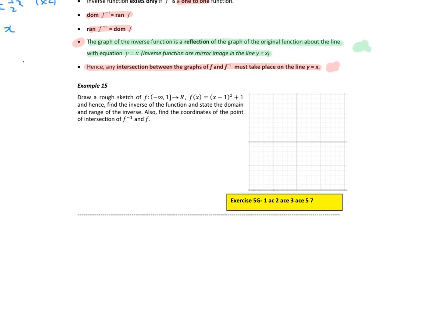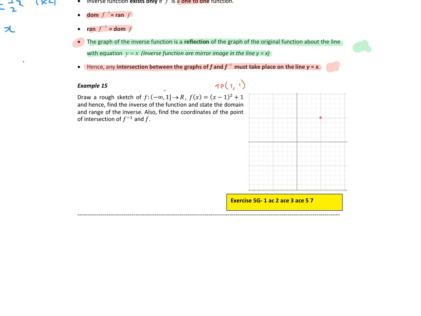Draw a rough sketch of x minus 1 all squared plus 1 between negative infinity and 1. First things to note here, turning point. The turning point is at the point 1, 1. And we're going to only sketch half the graph. So where am I going to put 1, 1? What if I put a half?